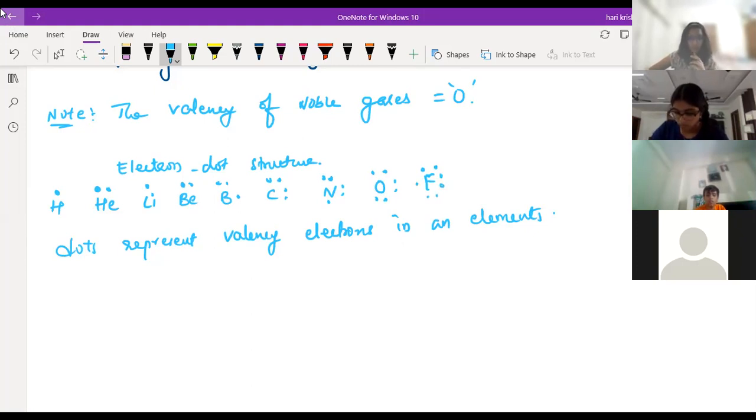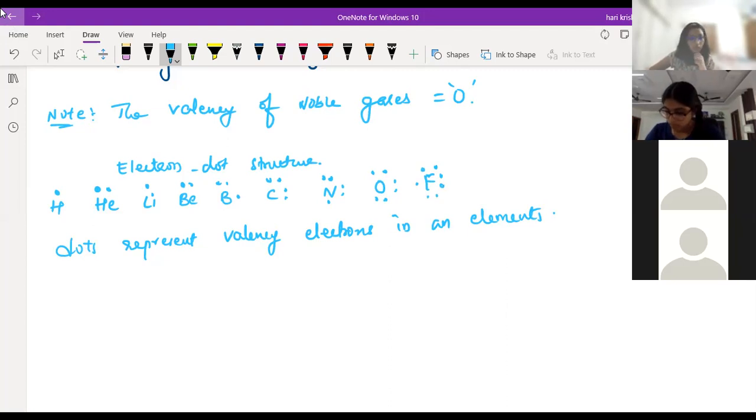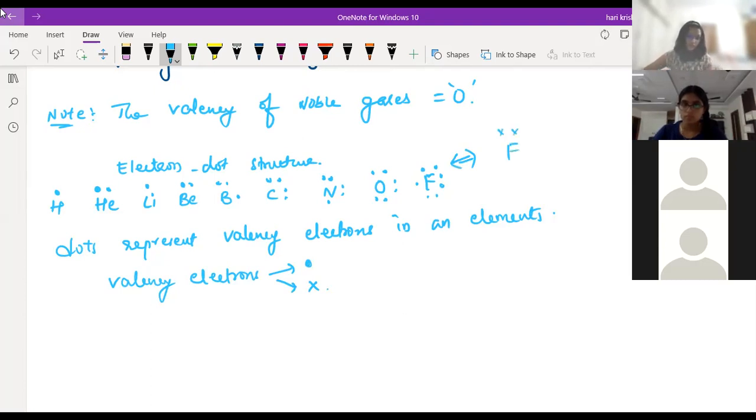Okay. So generally we can indicate the valency electrons either by dots or cross mark. Sometimes we'll use a dot, sometimes we'll use a cross. Suppose the fluorine is there, this is also the electron dot structure of the fluorine. Understanding? In some of the books they will give a dot structure, in some of the books they will give a cross. So both are same only.